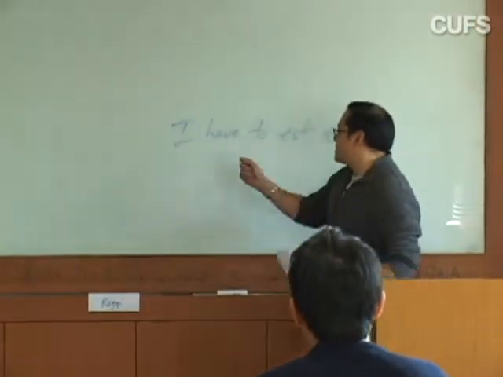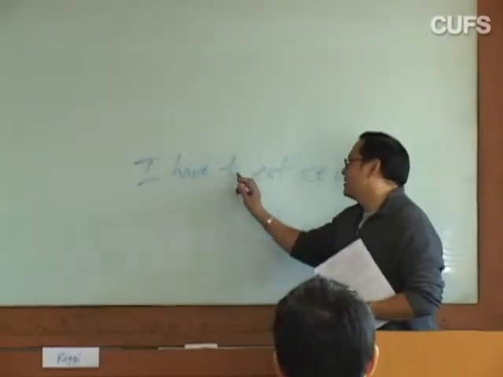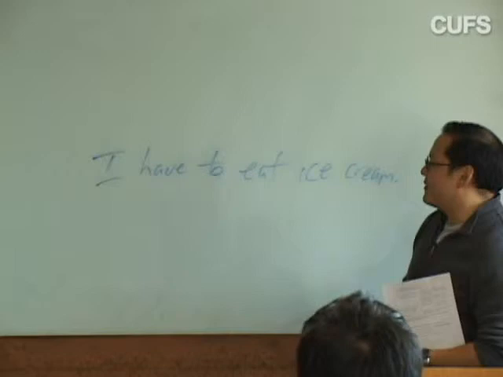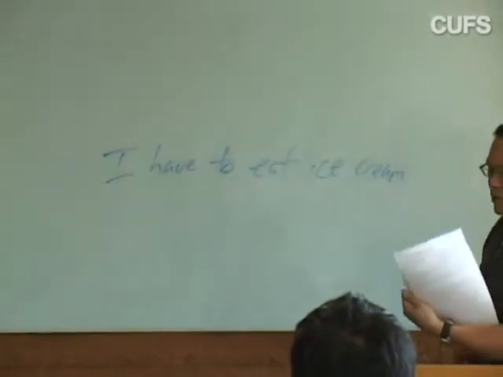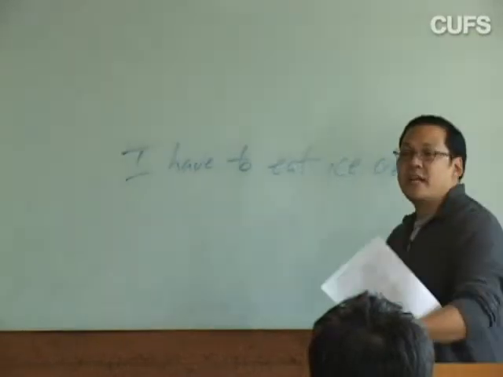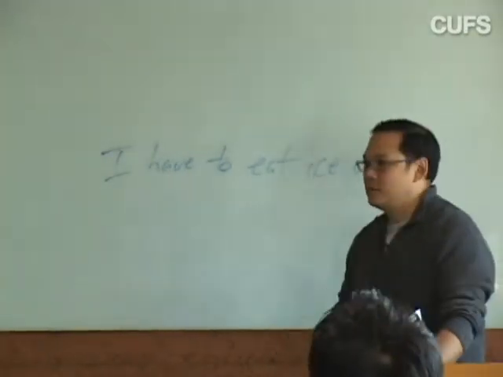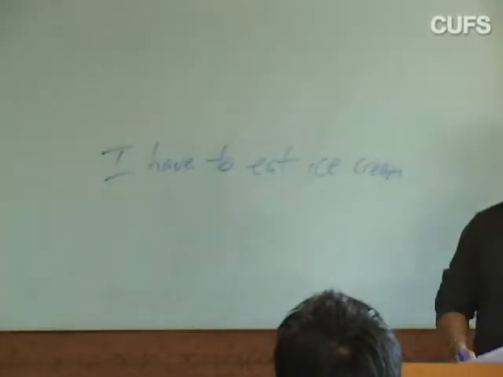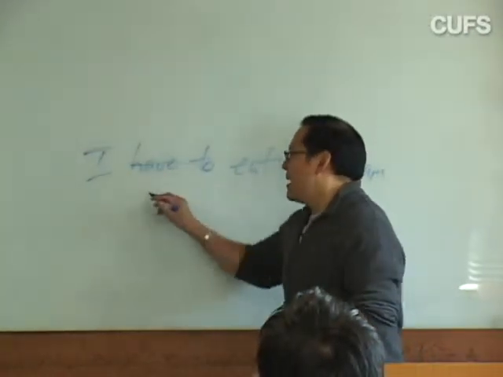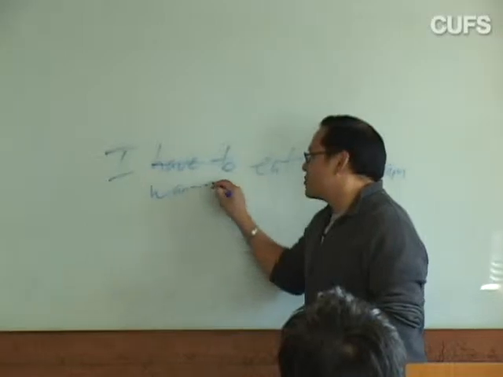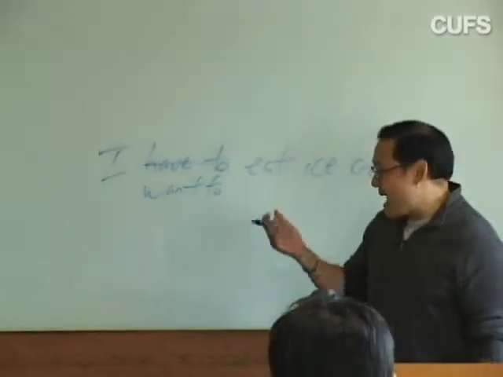So, this sentence is something I'd like you to look at. Please look here. I have to eat ice cream. Everybody, I have to eat ice cream. Okay. So, for example, what is something you have to do today? Answer, I have to eat ice cream. What do you think? It's awkward. I have to eat ice cream? I want to eat ice cream is okay. I want to, but I have to eat ice cream?